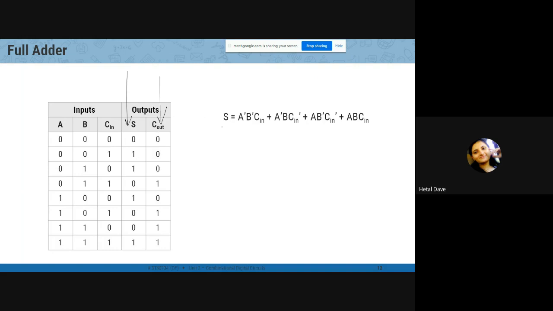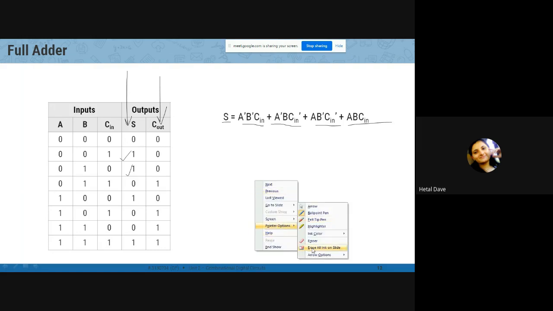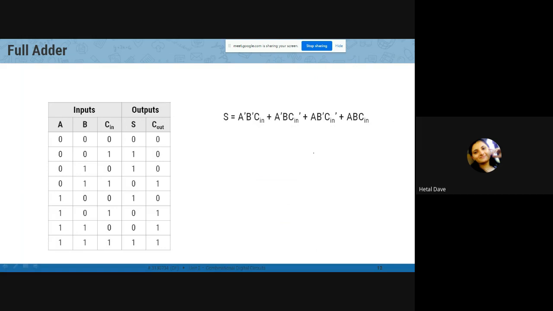So first of all, let's say I want to make the equation for sum column. So look at 1. 1 is given here. So A bar, B bar, C in. Next, A bar, B, C in bar. Likewise, A, B bar, C in bar and A, B, C in. This is the equation. Now if I want to simplify it, what will I do?